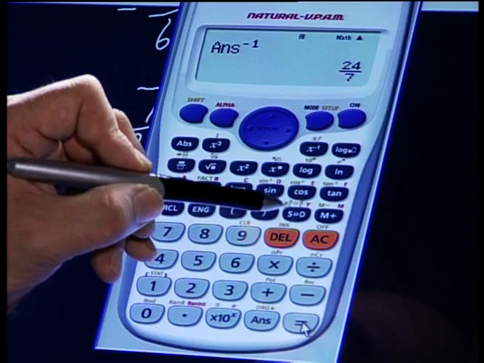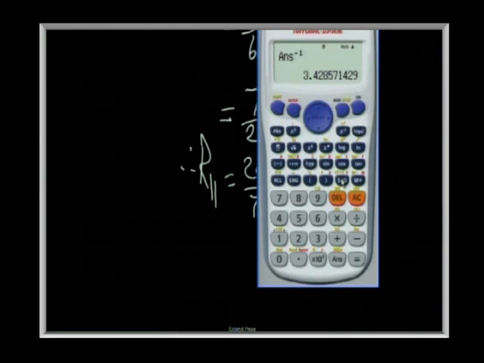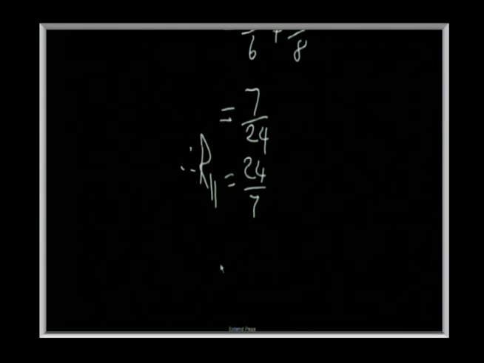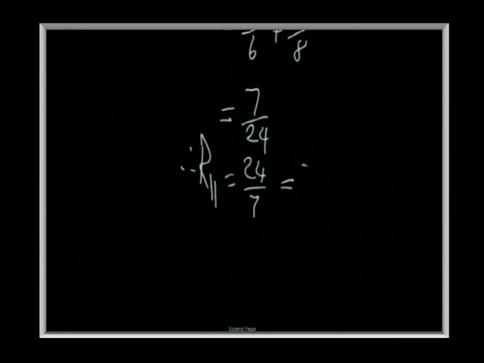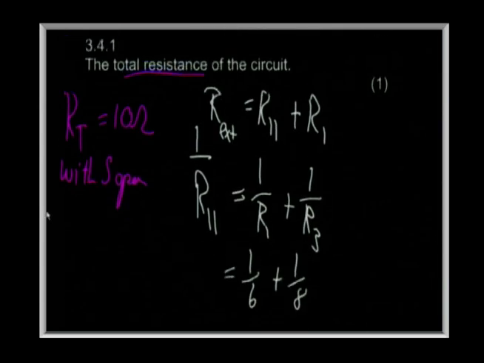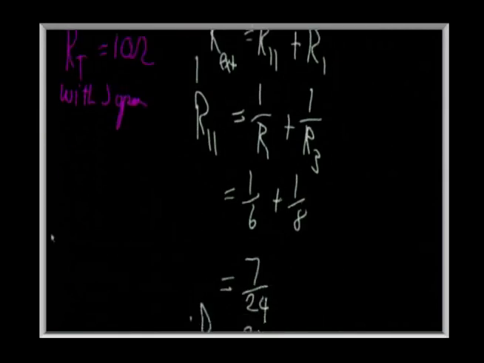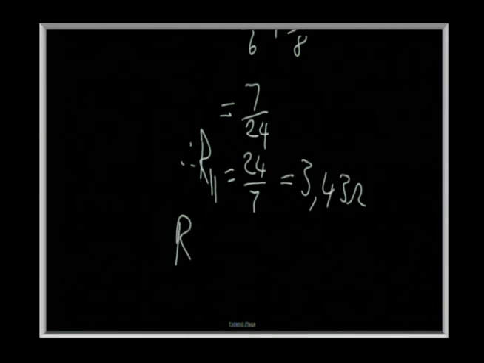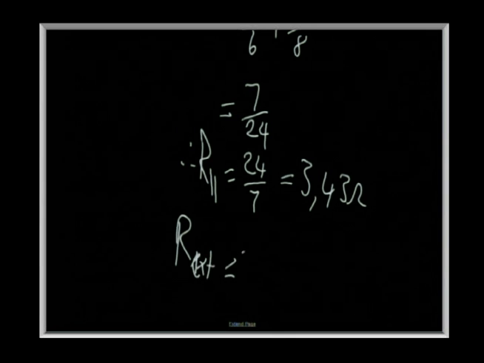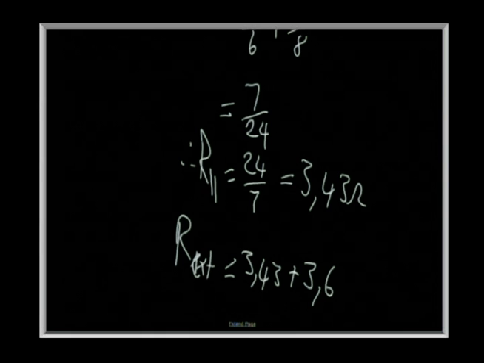And if we want to get it in a decimal, we're going to say it's 3,43. Okay, let's write that down. Equals 3,43 ohms. Now, remember we aren't finished. We must add in 3,6 plus that one. So we're going to get R external. R external is going to be 3,43 plus 3,6.